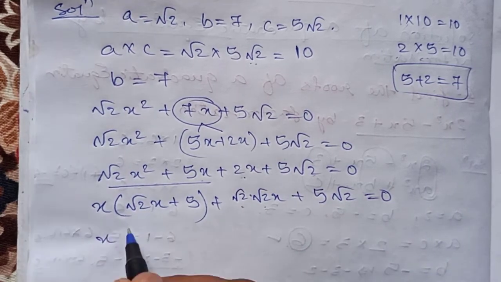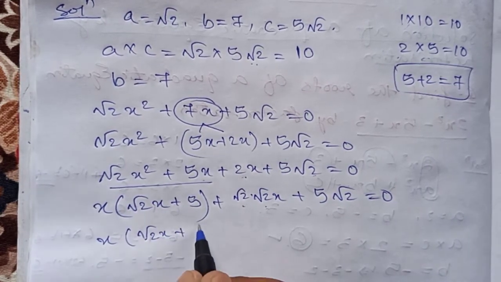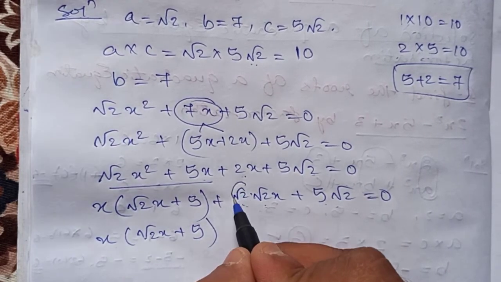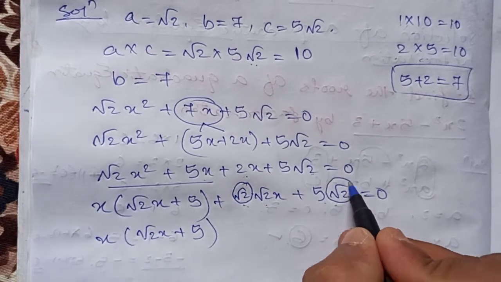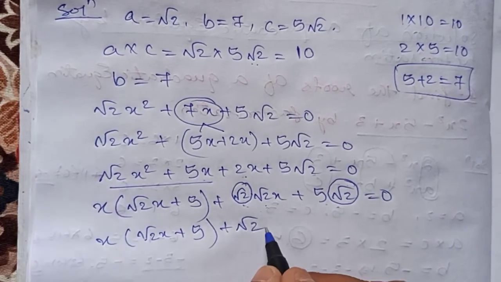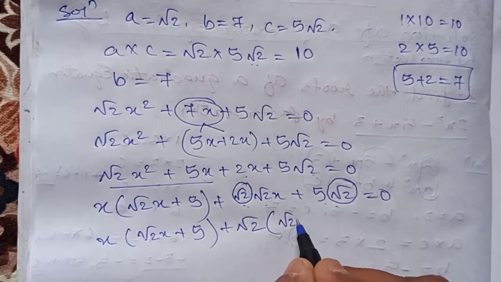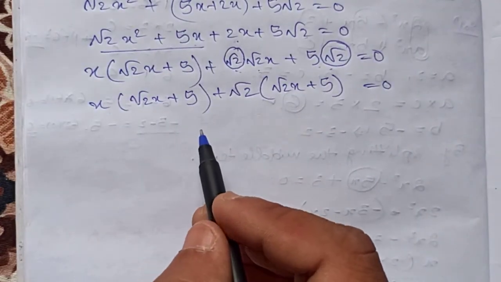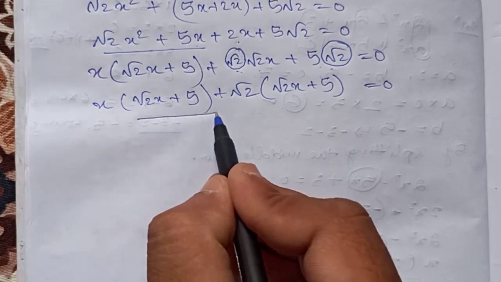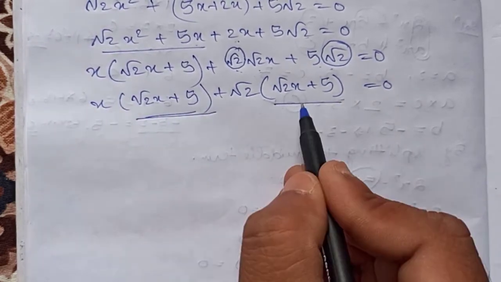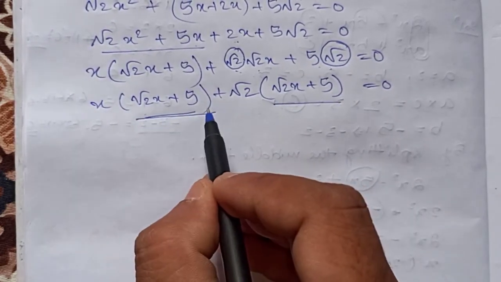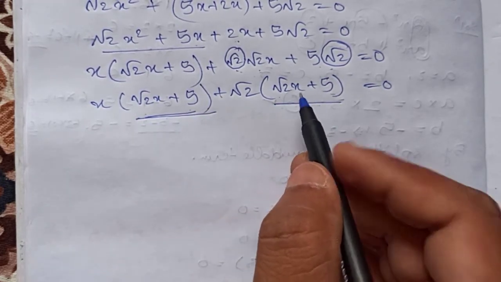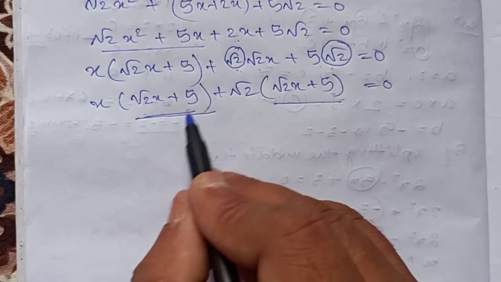Now between these two, now what we can take out common? Can we take out root 2 common? Okay, so I am writing root 2 outside, we will get root 2 x plus 5 inside the bracket. Now the most important thing you have to remember, whatever you are getting inside the bracket it should be same, like root 2 x plus 5 is equals to root 2 x plus 5. These two are same. Getting?